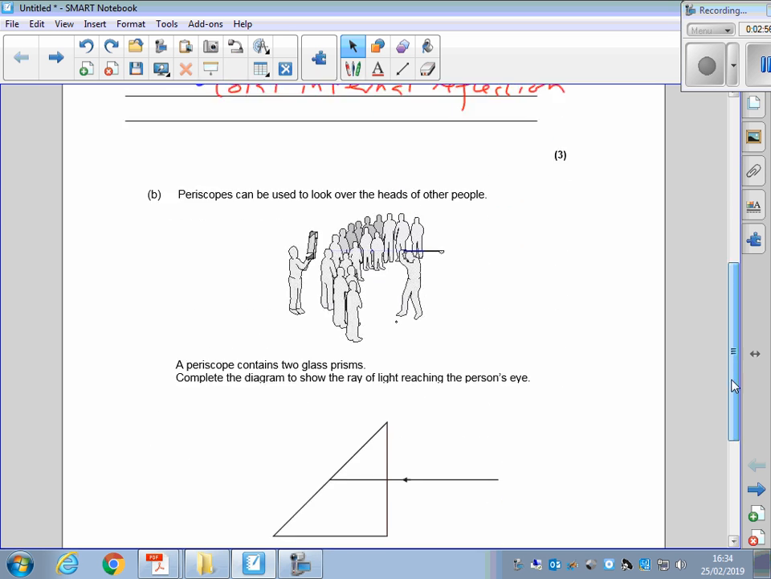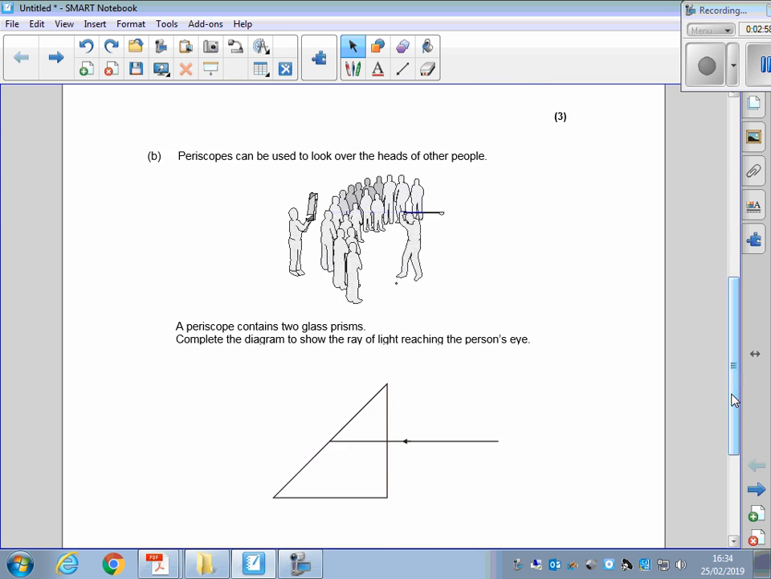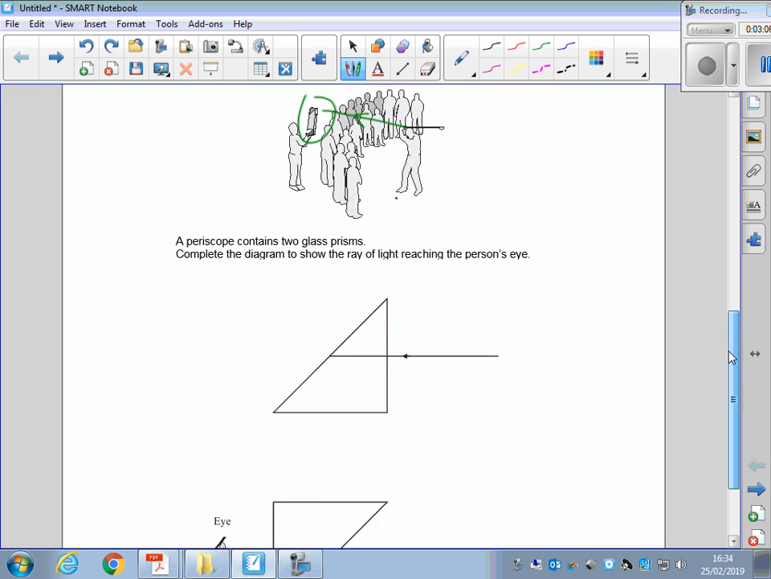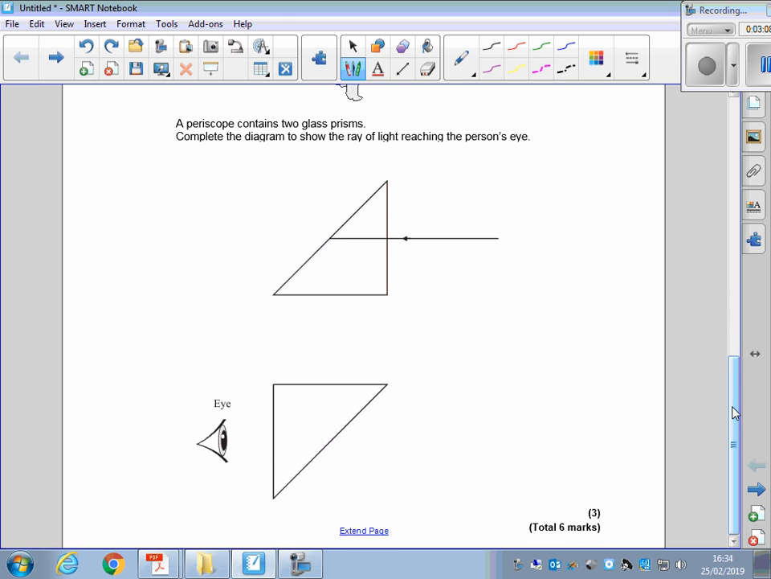Okay, so the second part of this question is quite easy. We've got some periscopes. There's this guy in the periscope. He's using it so he can see over the crowd of people watching the golf. We need to complete the diagram to show how the ray of light is reaching the person's eye.